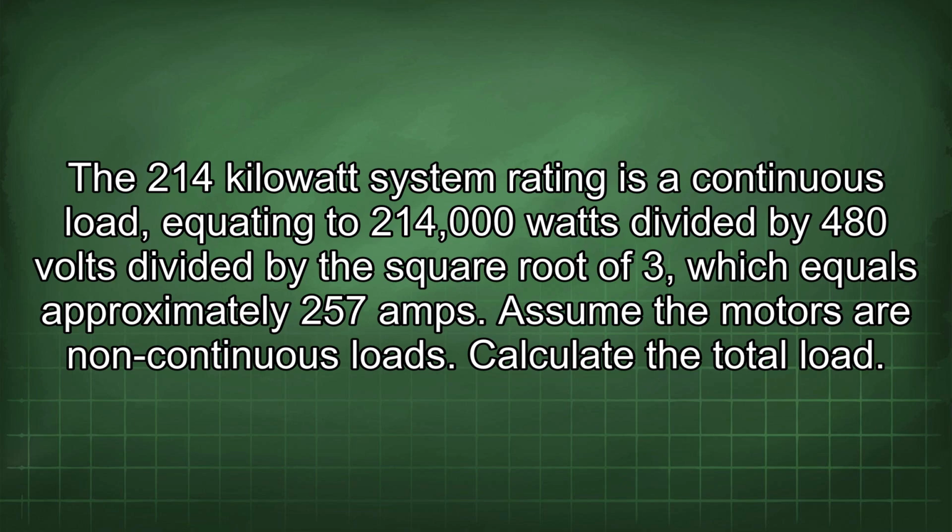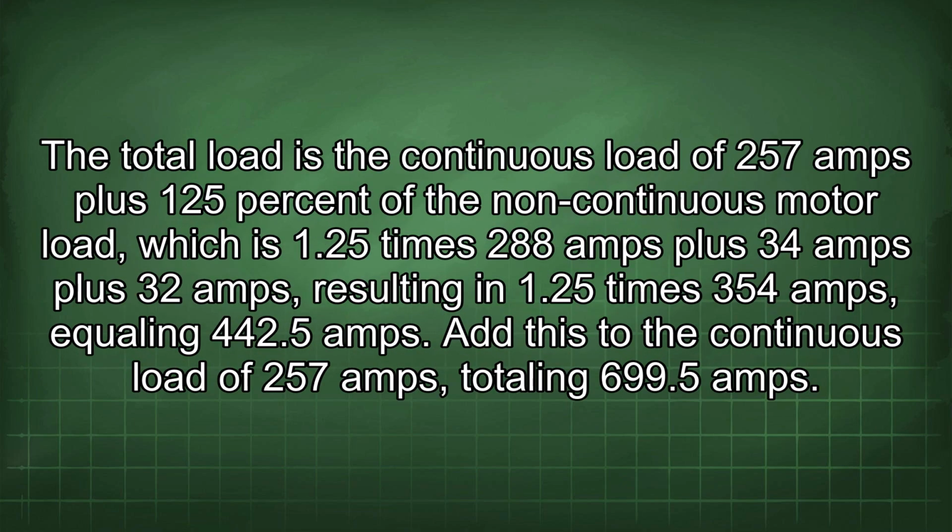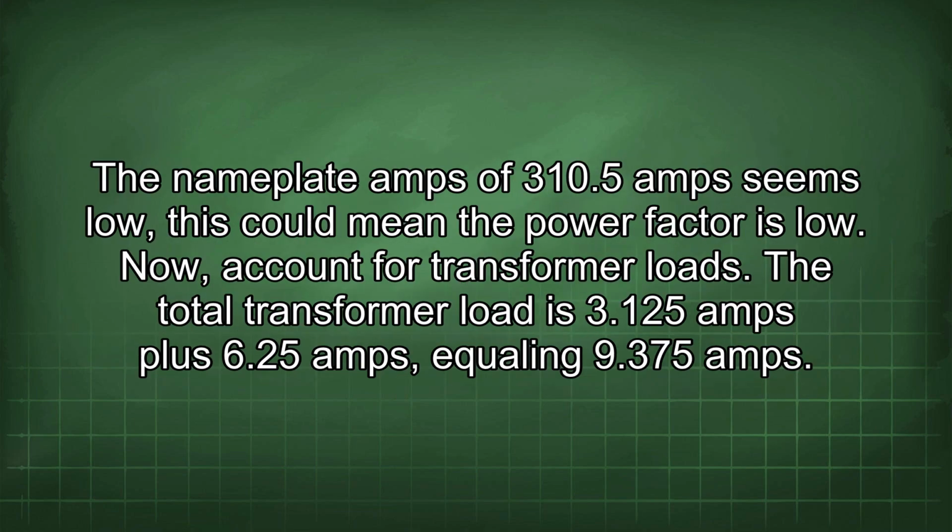Calculate the total load. The total load is the continuous load of 257 amps plus 125% of the non-continuous motor load, which is 1.25 times 288 amps plus 34 amps plus 32 amps, resulting in 1.25 times 354 amps, equaling 442.5 amps. Add this to the continuous load of 257 amps, totaling 699.5 amps. The nameplate amps of 310.5 amps seems low. This could mean the power factor is low.